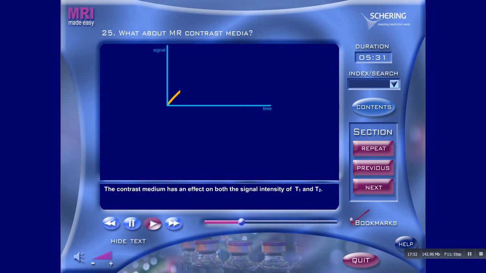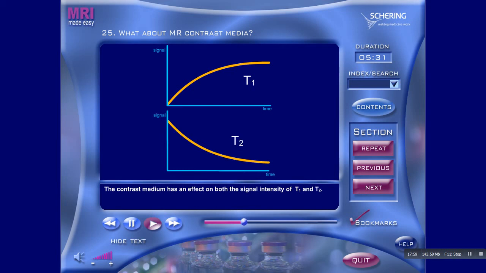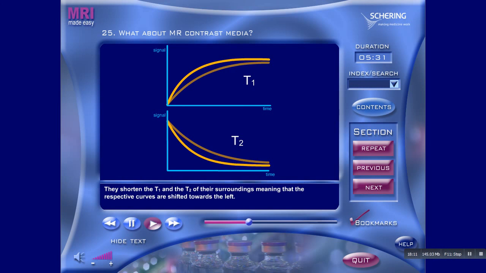The contrast medium has an effect on both the signal intensity of T1 and T2. They shorten the T1 and the T2 of their surroundings, meaning that the respective curves are shifted towards the left. In effect, for a certain TR, there is more signal. For a certain TE, there is less signal.